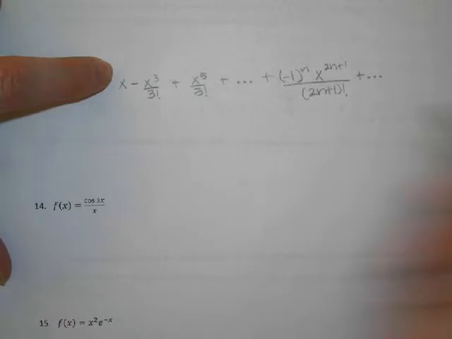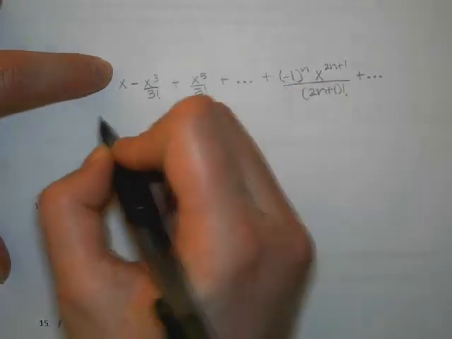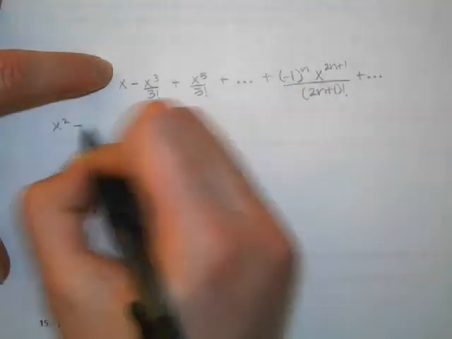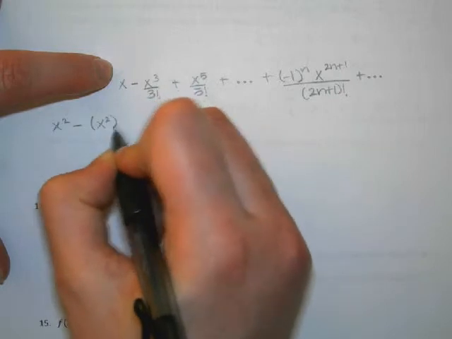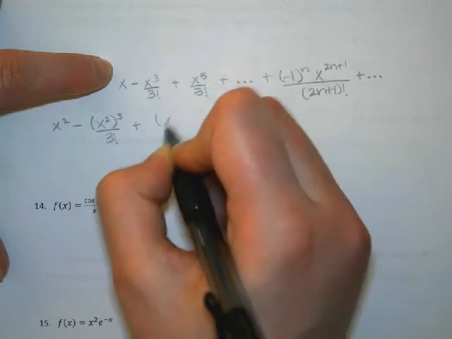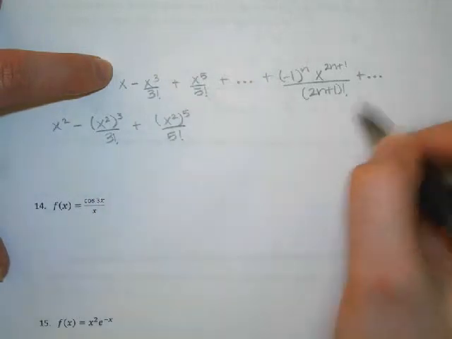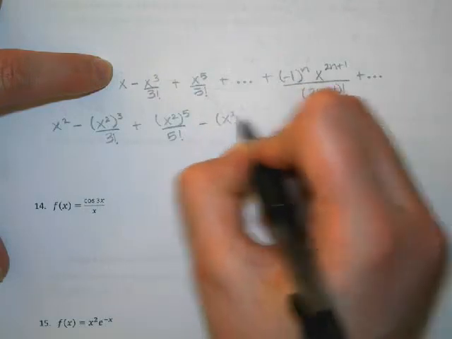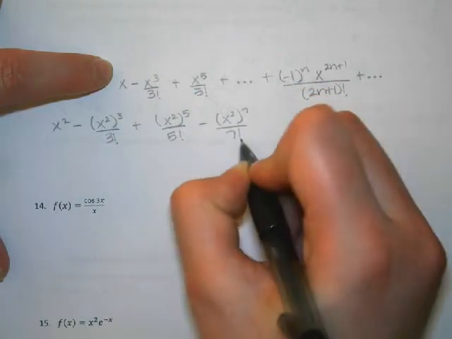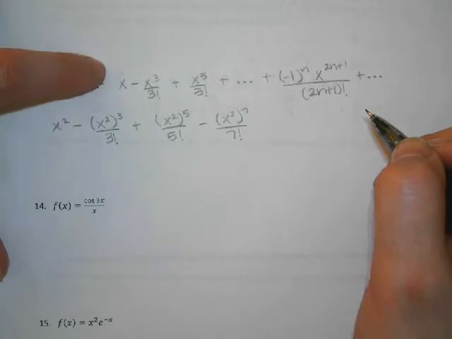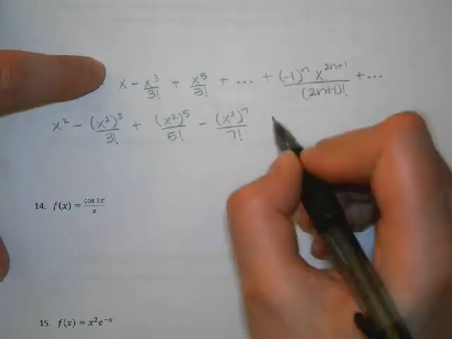Wait, shouldn't we do the minus 7? We can. Yeah, any place I see an x, I'm going to do an x squared. So I'm going to have x squared minus x squared to the third plus x squared to the fifth. We can do the next one if we want. Oh yeah, because it said 4 terms. Shame on me. Well, we fixed it.